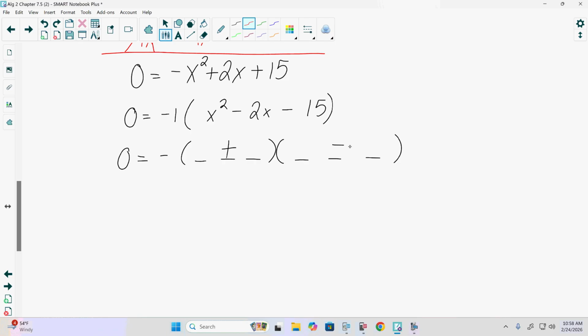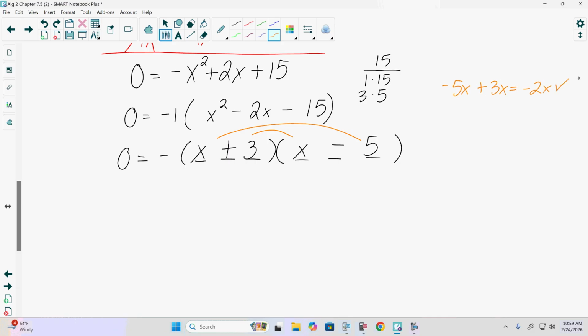Factors of x squared are x and x. Now our factors of 15 are 1 and 15, or 3 and 5. Which one do we want to try first? 3 and 5. Which one do you want positive? 3? 5 is negative. And if we check this, x times negative 5 is negative 5x. Positive 3 times x is positive 3x, giving us the negative 2x middle term we wanted.